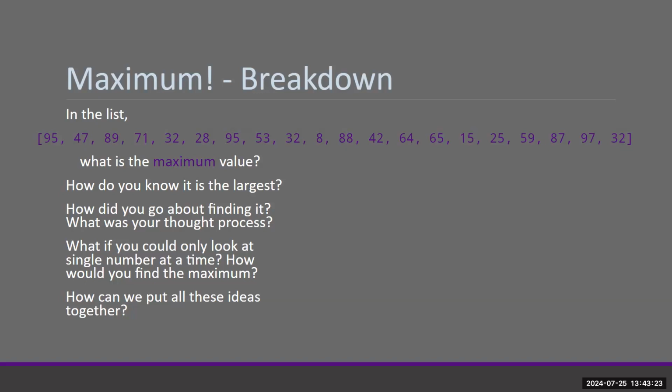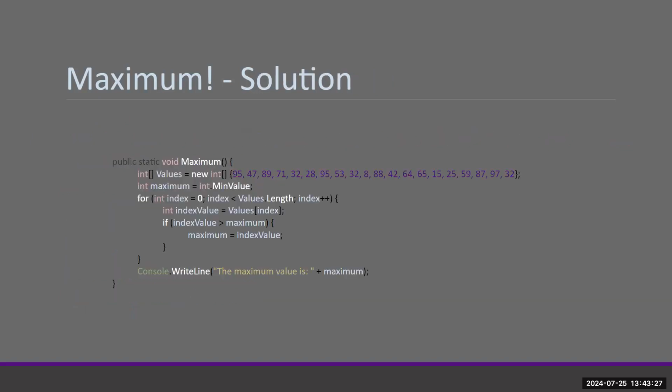Now, how do you put all of these ideas together? Well, the answer is we take our list that we have, and I'm going to create a variable called maximum. I'm going to set it to a very small number. In this case, the smallest possible number, which is int.min value. You technically don't need to do that. You could have set it to 0, and that would have worked just fine.